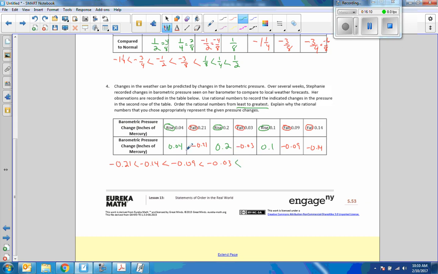0.1, 0.2, 0.04. Be careful. That's 4 100ths. That's 20 100ths. That's 10 100ths. 4, 10, 20. 0.04, 0.1, 0.2. Okay. So 2/10 is greater than 1/10. All right, there it is, in order from least to greatest.